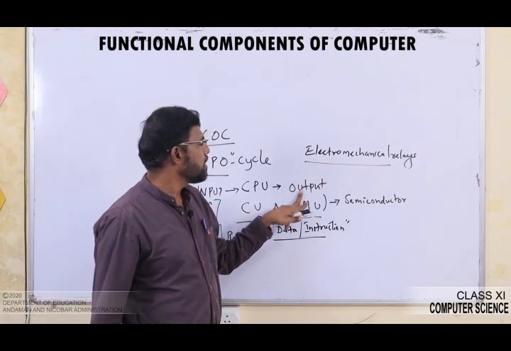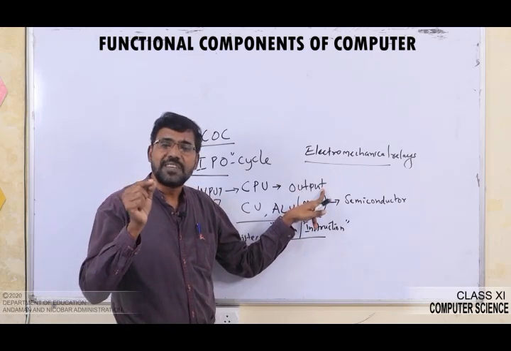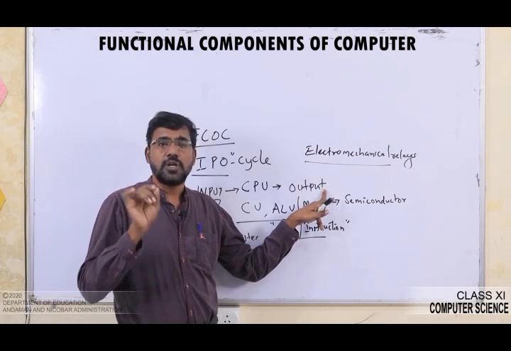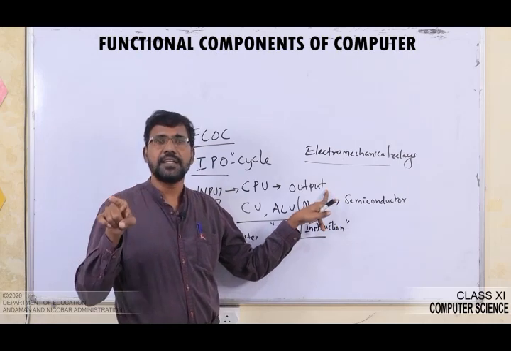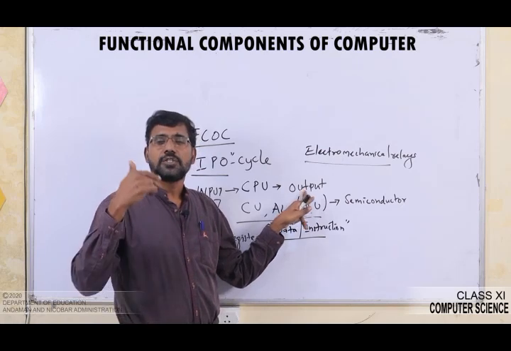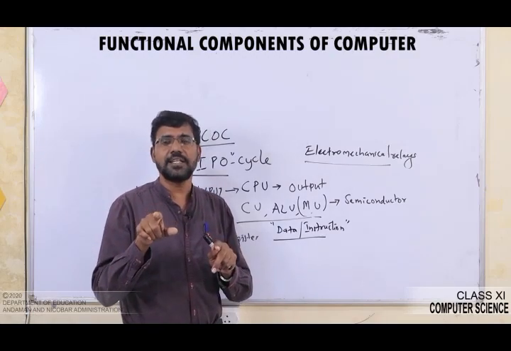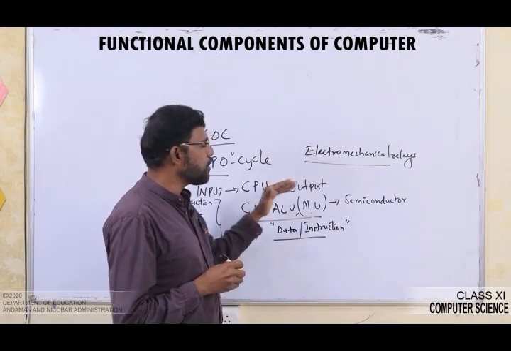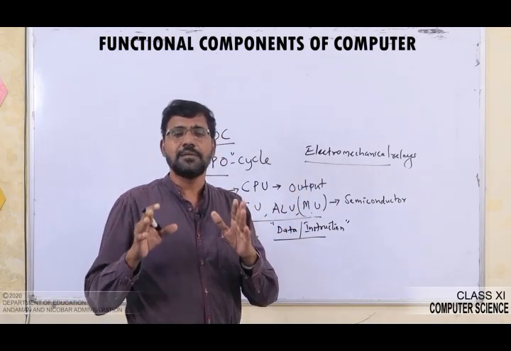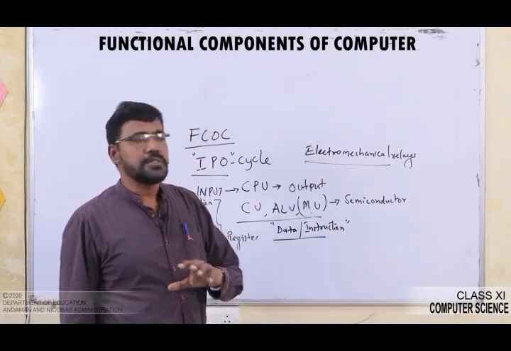What is the output actually doing? The output consists of output devices that are attached to the computer system. It converts the binary data coming from the CPU into a human understandable form. The common output devices are monitor, printer, plotter, which we are very familiar with. So, this is the functional component.